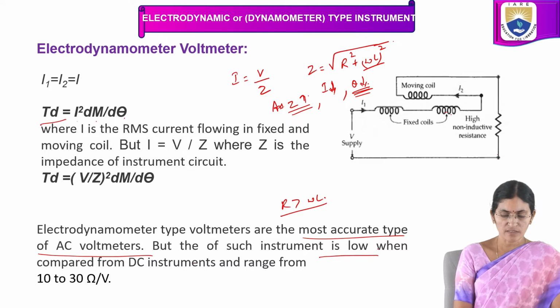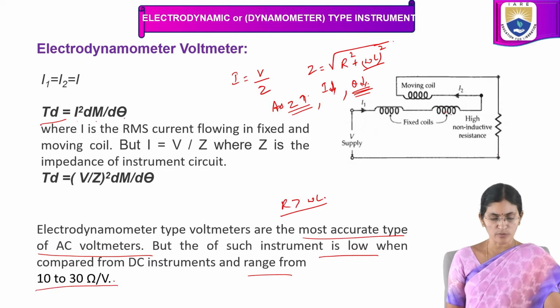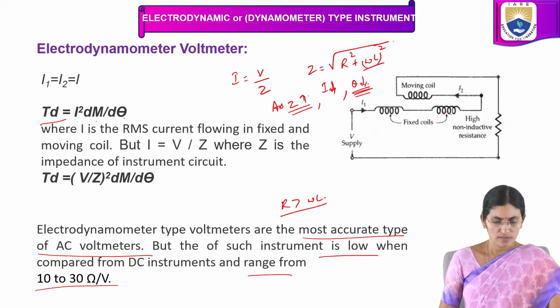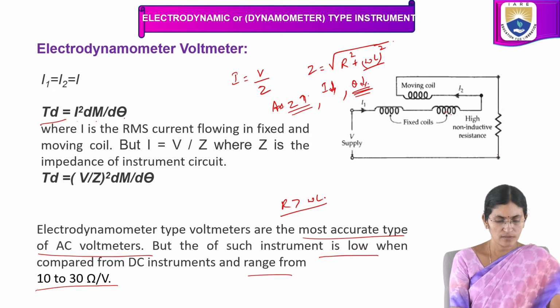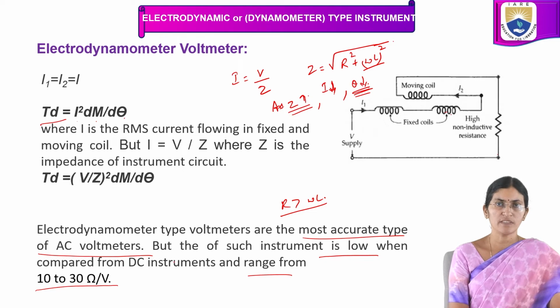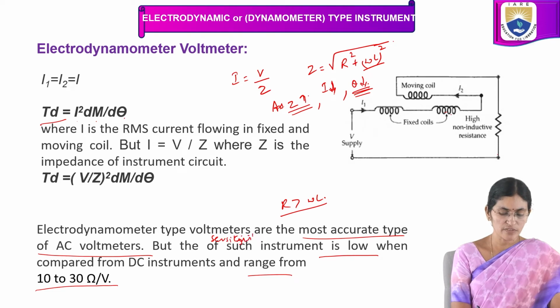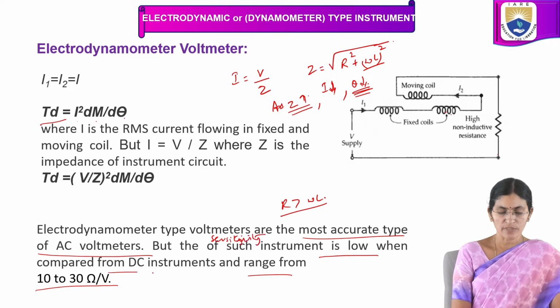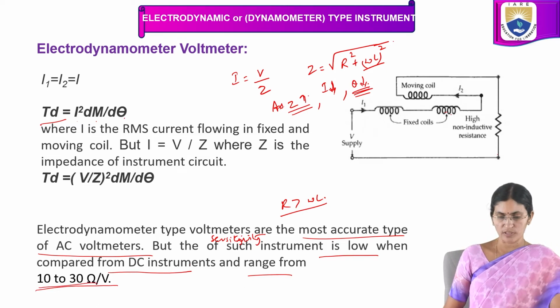Electrodynamometer type voltmeters are the most accurate type of AC voltmeters, but their sensitivity is low when compared to DC instruments, and it ranges from 10 to 30 ohms per volt.